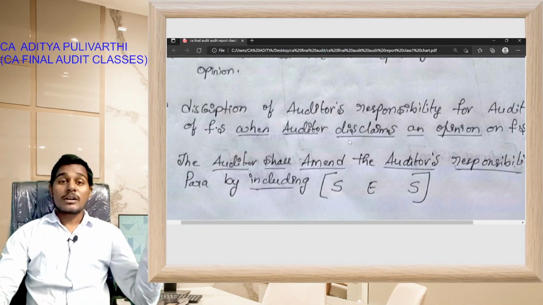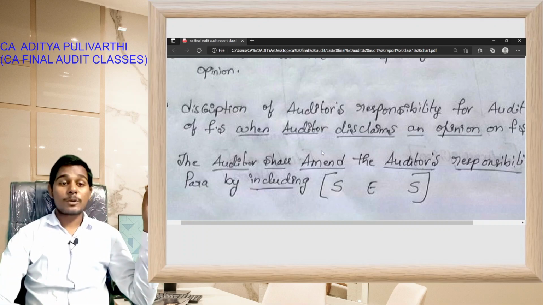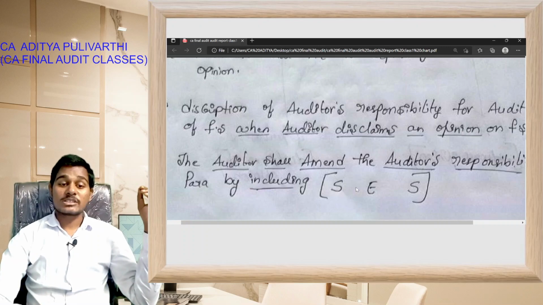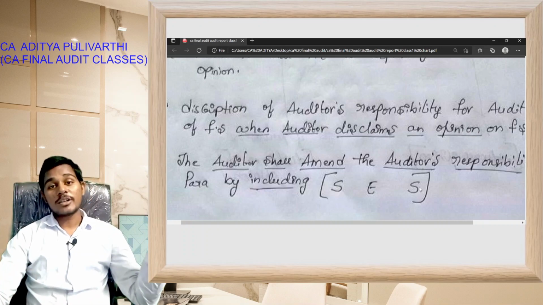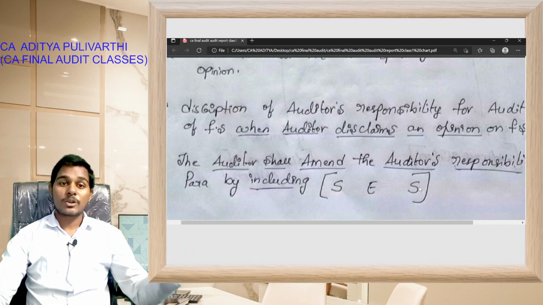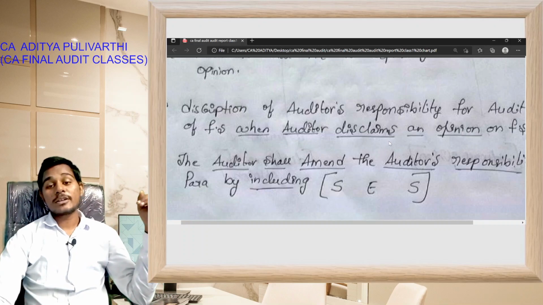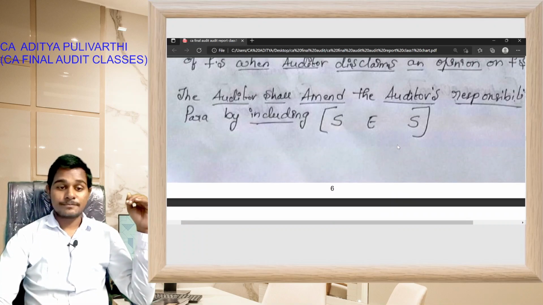In the case of disclaimer of opinion, the SREs will be provided in the auditor's responsibility statement paragraph. That is, we have conducted the audit in accordance with the standards on auditing, we have complied with ethical standards, and we have obtained sufficient appropriate audit evidence, or the auditor is unable to obtain sufficient appropriate audit evidence. So that is why he is giving a disclaimer of opinion, and that will be provided in the auditor's responsibility statements in the case of disclaimer of opinion.